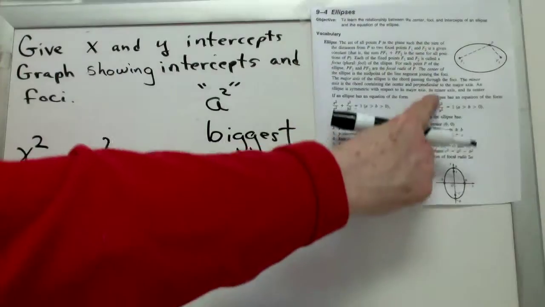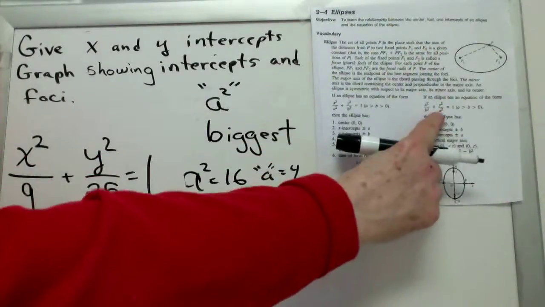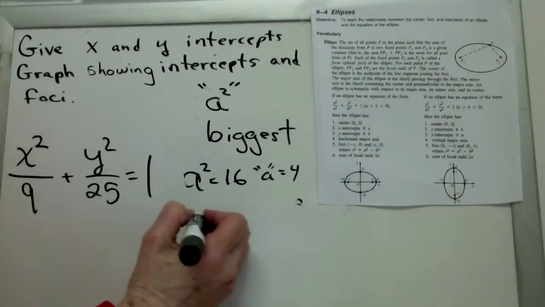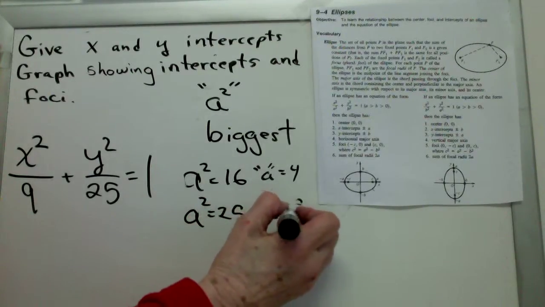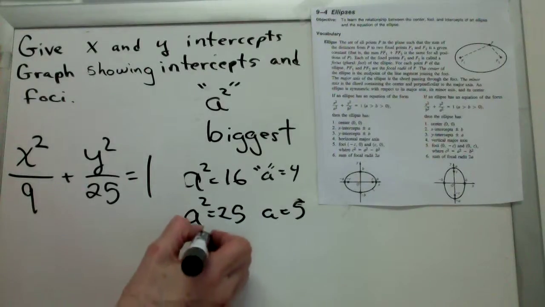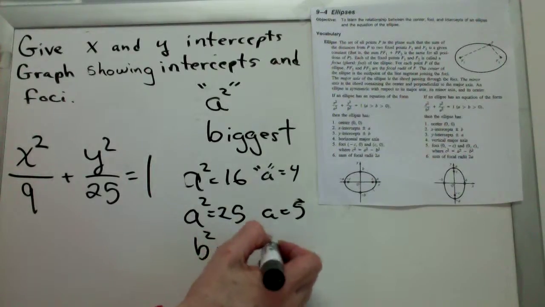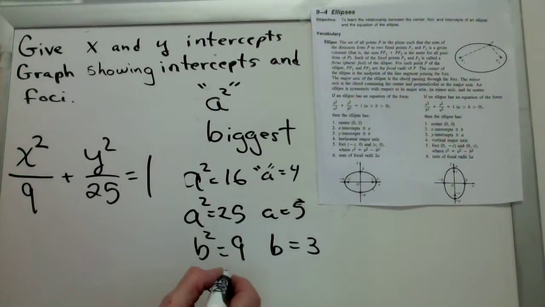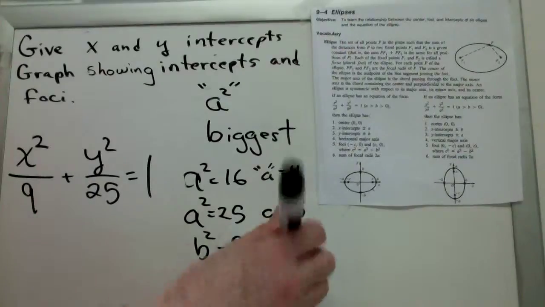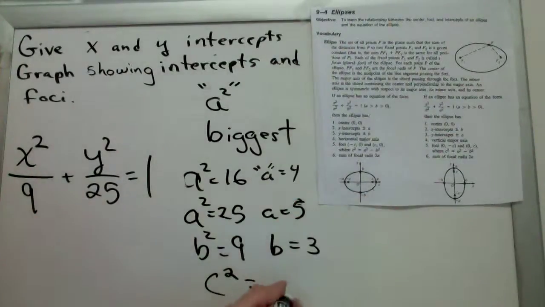So I'm using this sample here where the a squared is second. So again, a squared is 25, so a is 5. b squared is 9, so b is 3. And how do I find c? Well, c squared equals a squared minus b squared, which is 25 minus 9, right? So what's 25 minus 9?